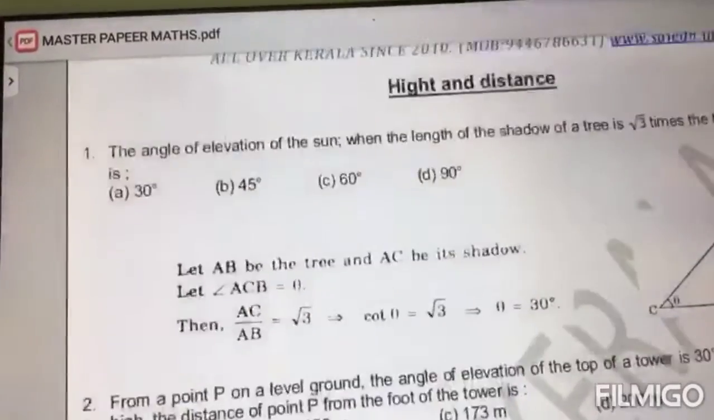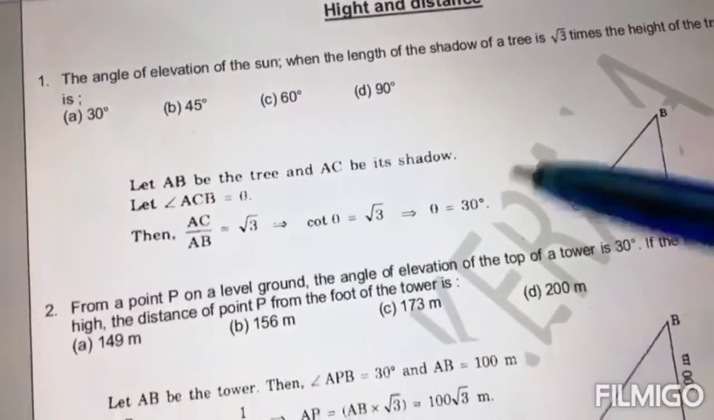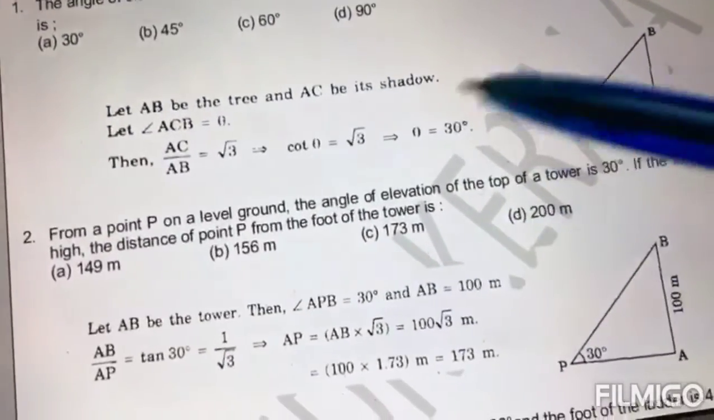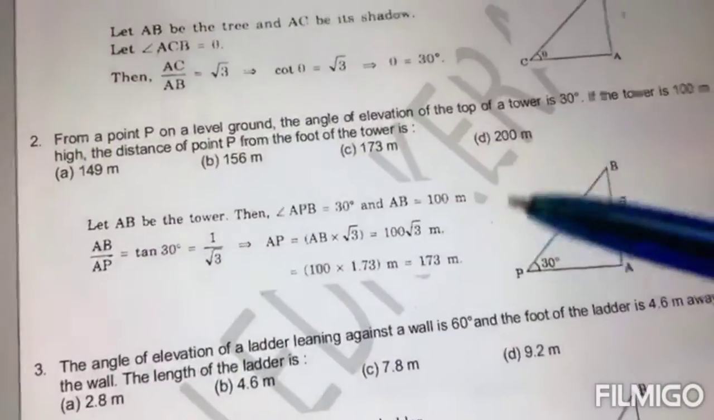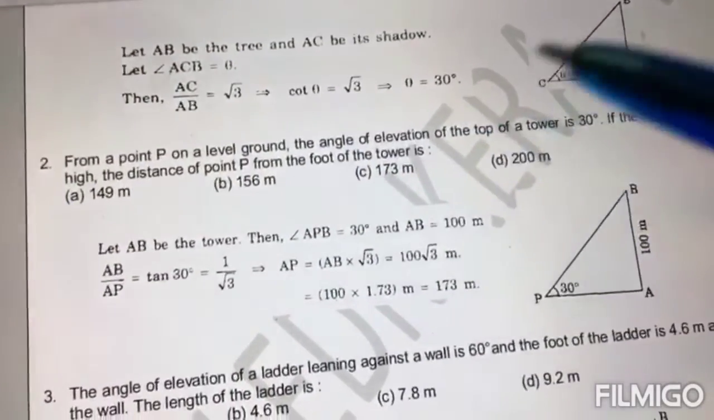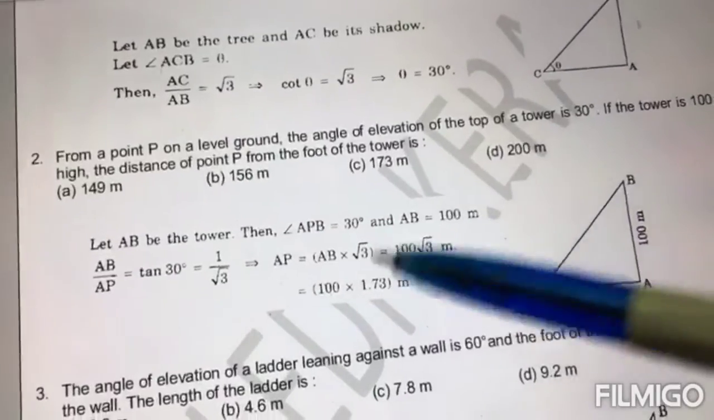Okay, so we will stop here for today and we will continue with the questions next class. So please learn the formulae, please memorize them. Without that, you cannot do these questions.